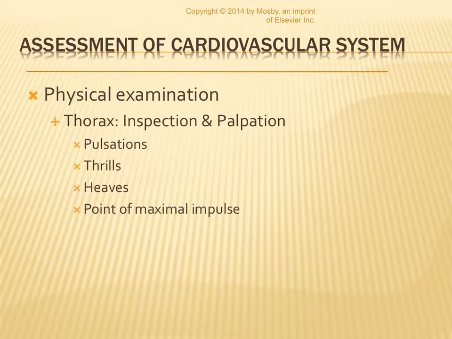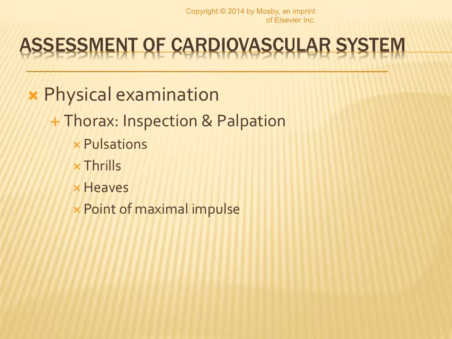When we auscultate, we're listening for S1 and S2. S1 is the first heart sound that you hear. It is associated with the closure of the tricuspid and mitral valves, and that is the lub. The second heart sound you hear, which is S2, is the closure of the aortic and the pulmonic valves, and that is the dub. So you have the lub-dub sound when you are auscultating for the heart rate.